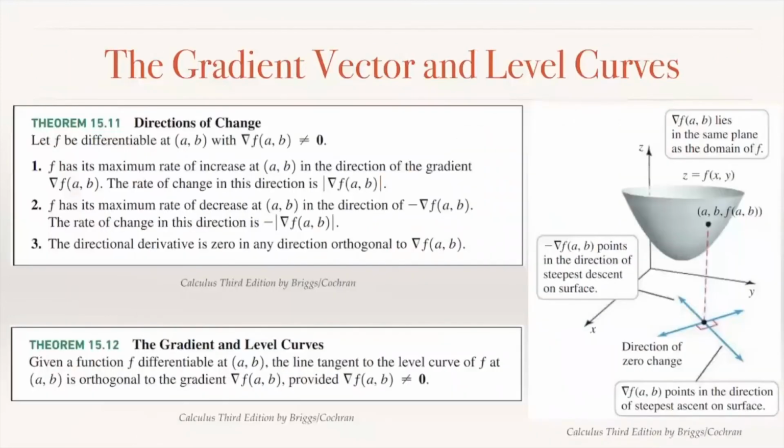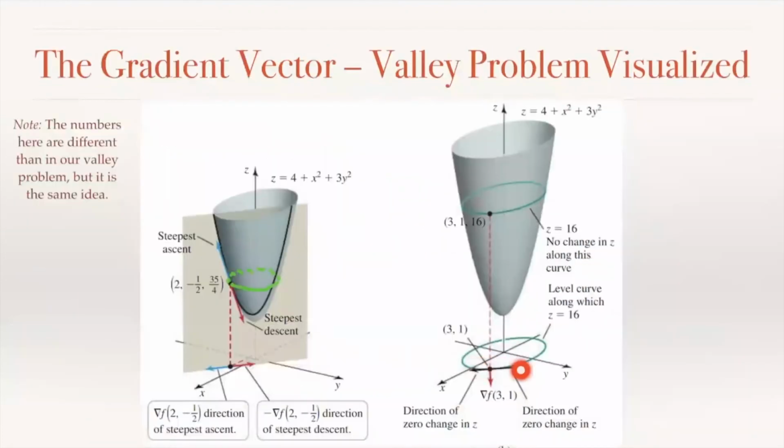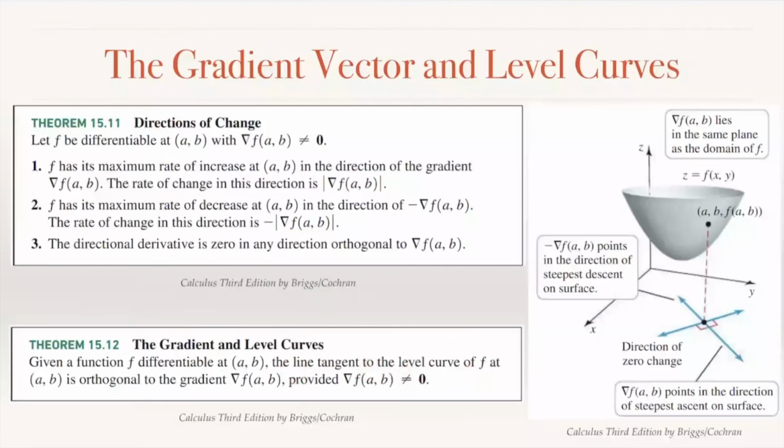So this summarizes what we've learned. F has a maximum rate of increase in the direction of the gradient, and the magnitude of the gradient is that rate of increase. In the opposite direction of the gradient is the rate of steepest decrease, and the directional derivative is 0 in any direction orthogonal to the gradient. And by this, the gradient vector is always orthogonal to the tangent line to a level curve at any point, which is what this says.